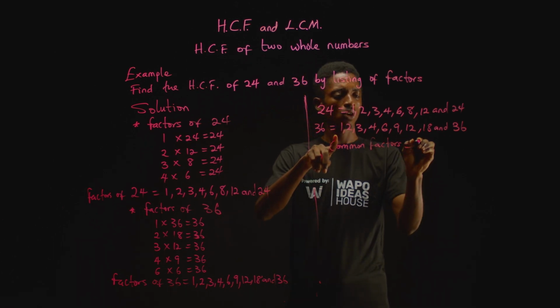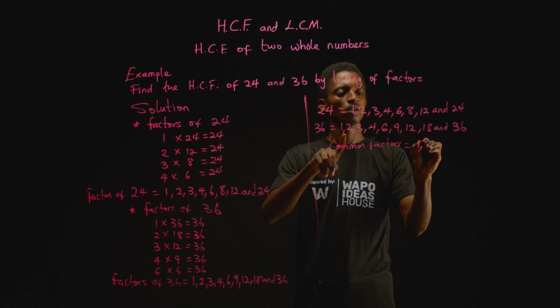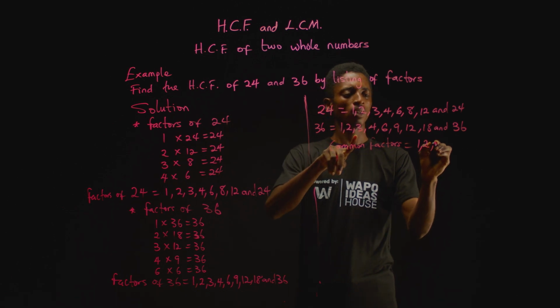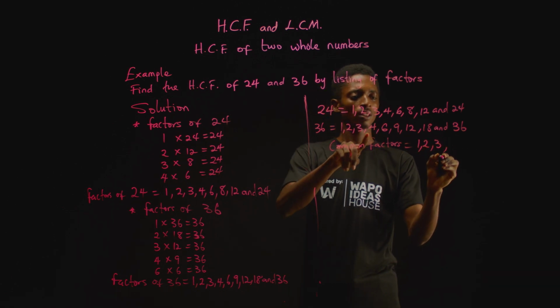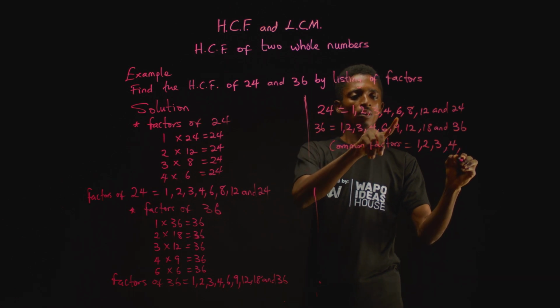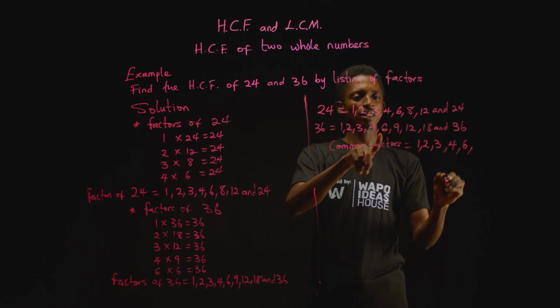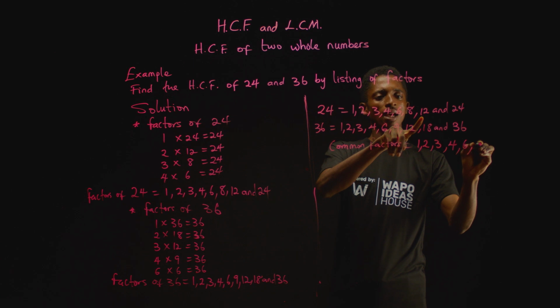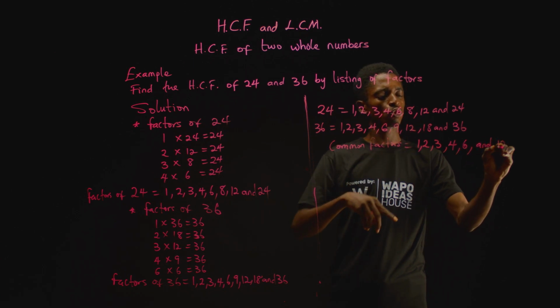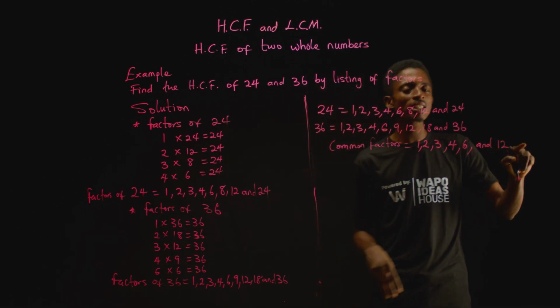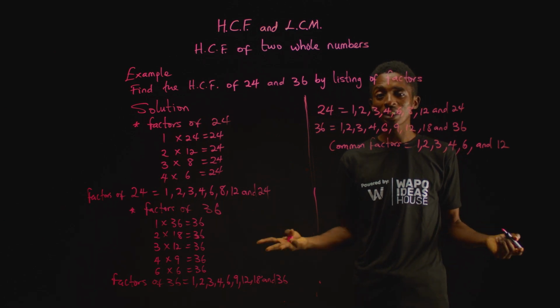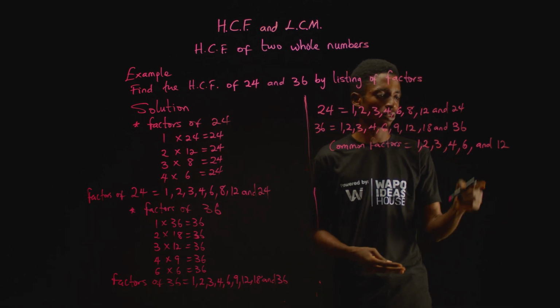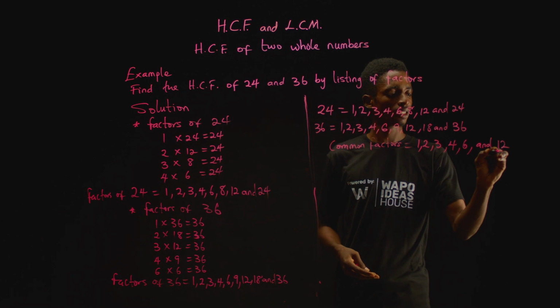are 1, 2, 3, 4, 6, and 12. Now, of all these factors that they have in common, which is the greatest one or the highest factor? That would be 12.